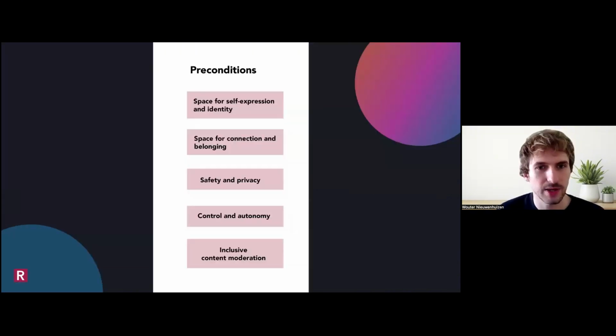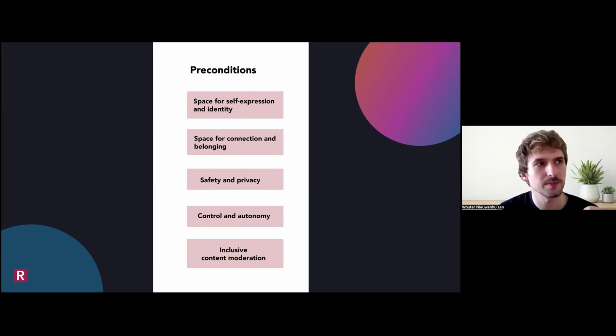So we came together with these people in around 5 sessions, and we talked to them about what is it that you need to be to express yourself online? What is it that you need in these online spaces? And that led us to some preconditions that I think are super important, not only for LGBTI plus people, but in the end for all internet users actually. And these preconditions were space for self-expression and identity, and space for connection and belonging.